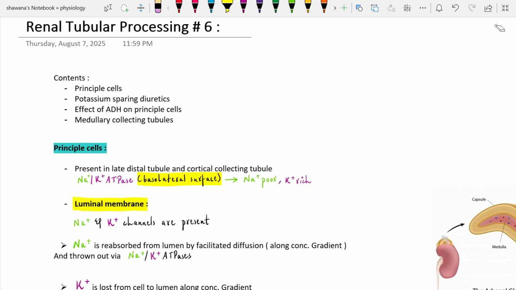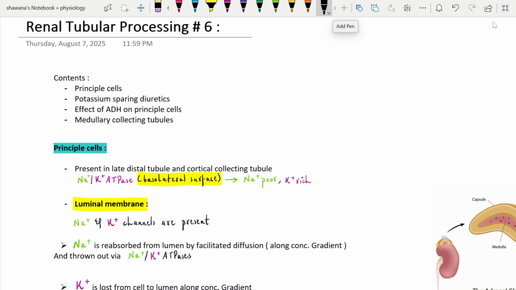Hello guys, and today we are going to discuss the principal cells of the late distal tubules and the cortical collecting tubules. Principal cells are a special type of cells that are present in the late distal tubule as well as the collecting tubules, or the cortical collecting tubules to be more specific. Along with the principal cells, another type of cells are intercalated cells.